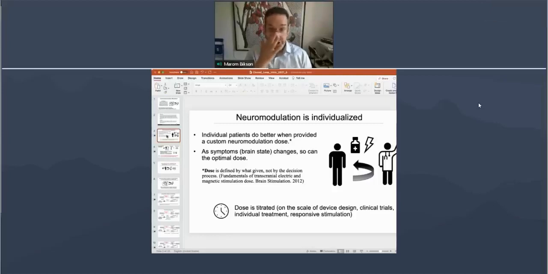Now, when we talk about titrating dose, you can see here, we can do it on different scales. Obviously, you can do it on the scale of an individual treatment. An individual comes in and they get prescribed their required dose. It can be done on a slower scale when we talk about clinical trials where we're trying multiple doses. That essentially is a dose exploration effort. And on an even slower scale, when devices are being designed to deliver specific doses, that is a dose exploration process that goes on an even slower time scale. And on the fastest time scale, we can have responsive stimulation. So this would be situations where the dose is being changed in real time based on some measurement.